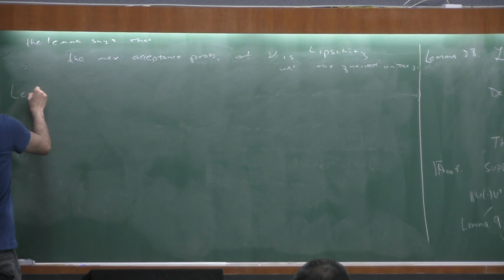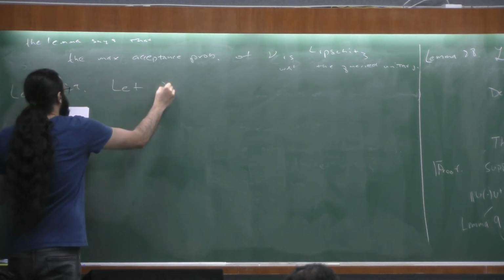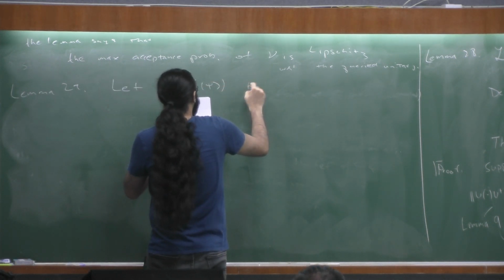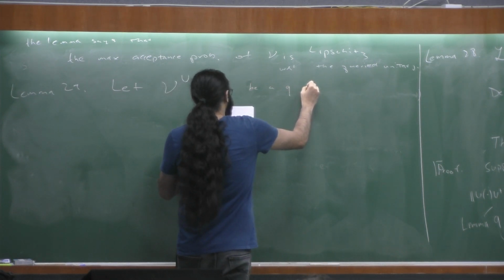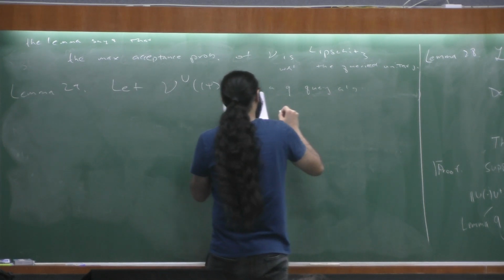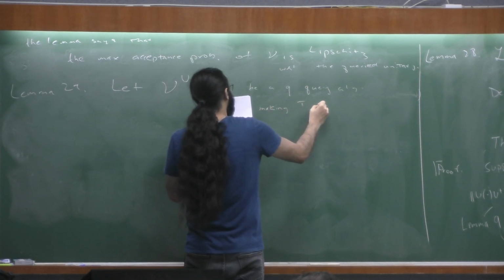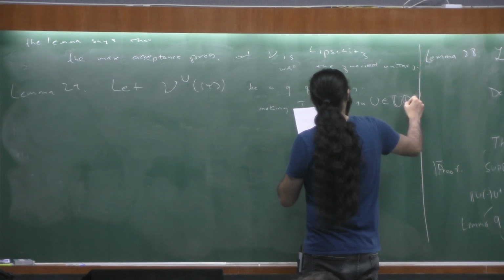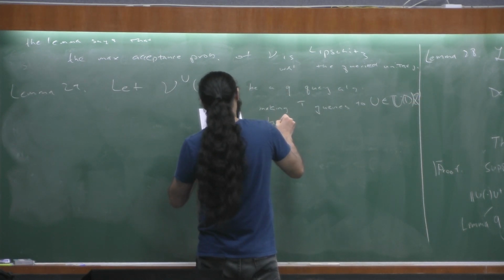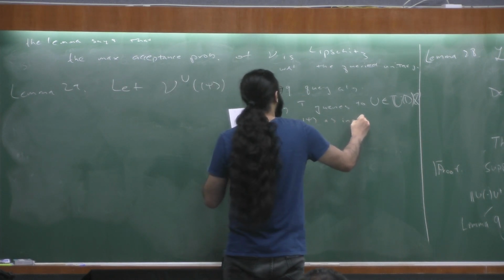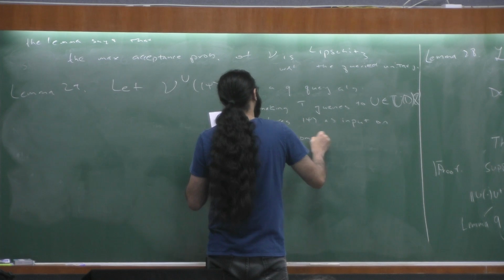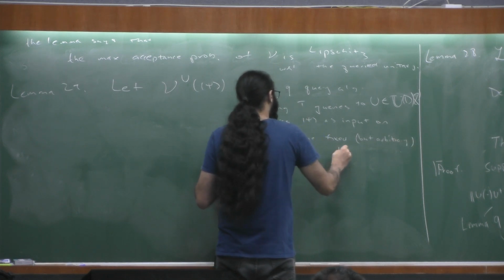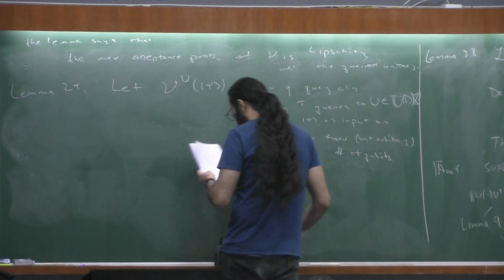So the statement is as follows. Let the verifier, querying U and psi, be a quantum query algorithm making t queries to U, so it makes at most t queries, and takes psi as input on some fixed but arbitrary number of qubits. Right? Number of qubits. Okay.